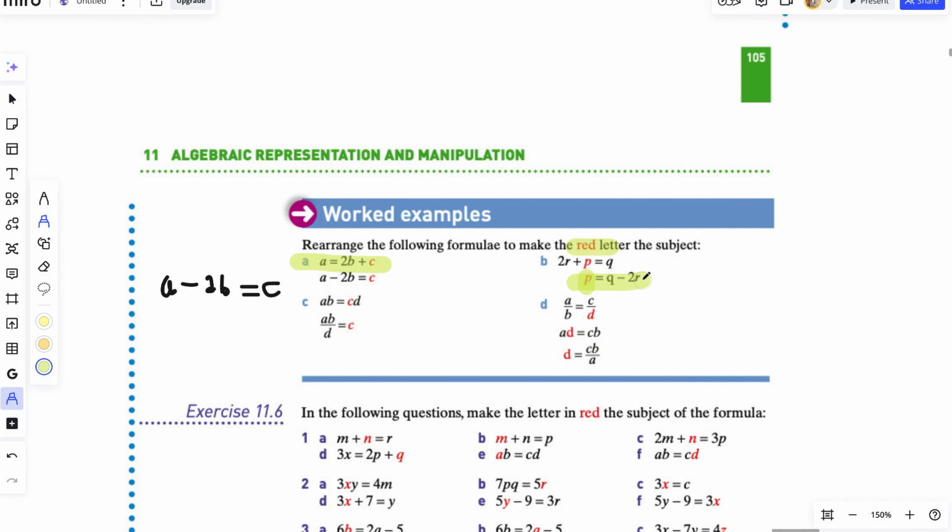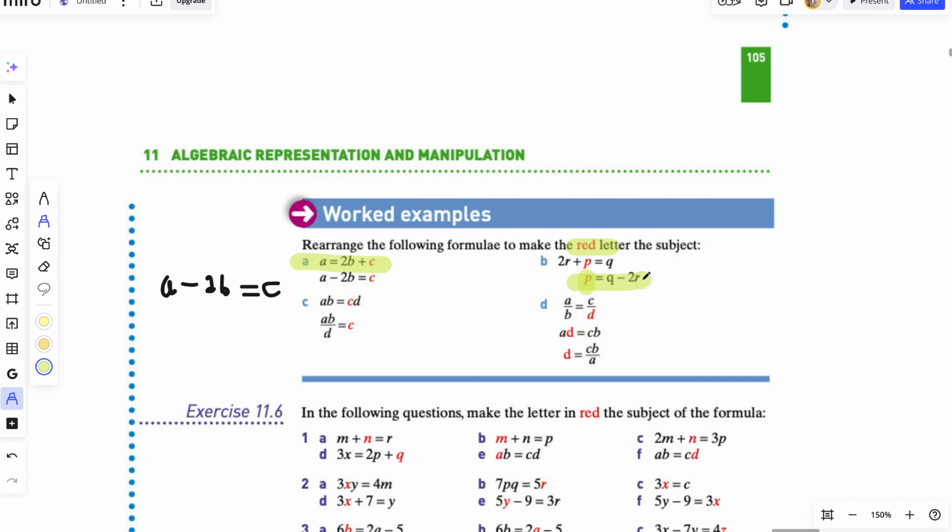Okay, it's just simply, if it's plus on the left, when you go to the right, it's going to become minus. If it's multiplication on the left, if you go to the right, it's going to be division. If it's minus on the left, if you go to the right, it's going to be plus. If it's division on the left, if you go to the right, it's going to be multiplication.